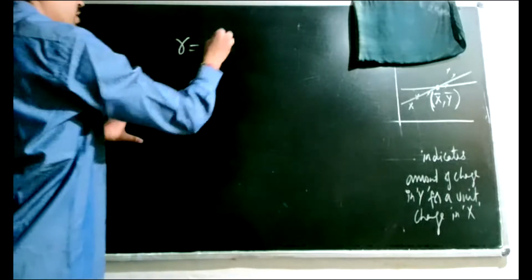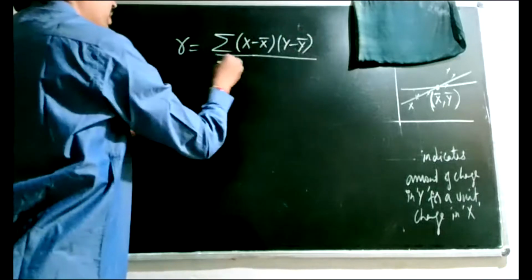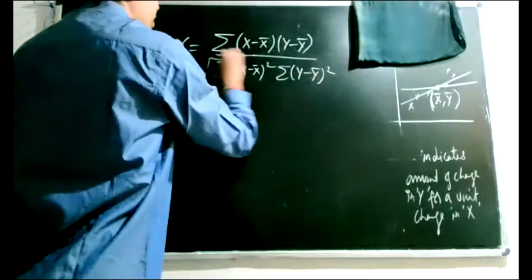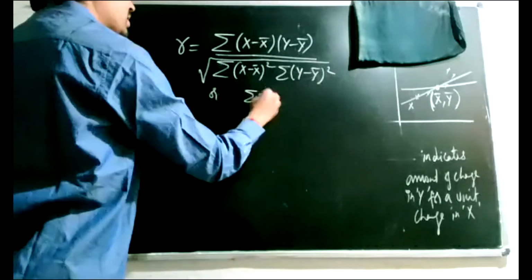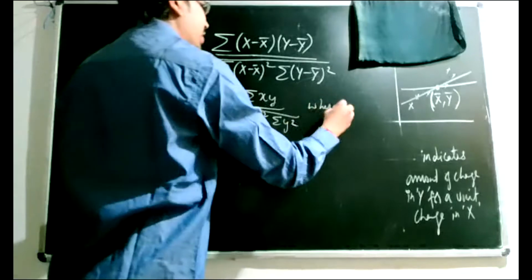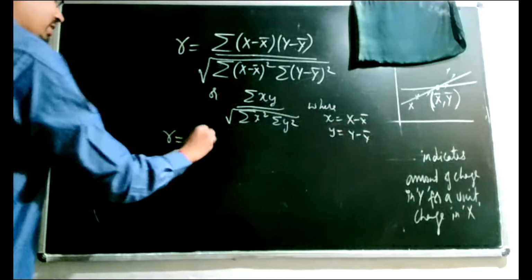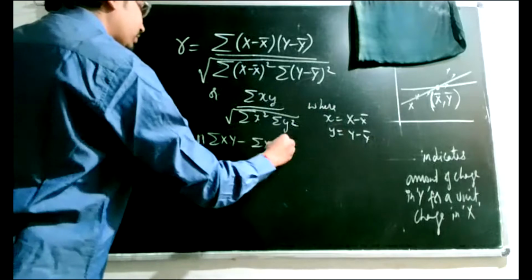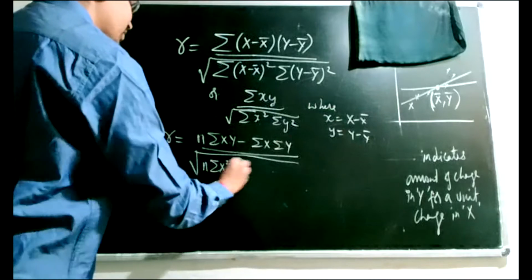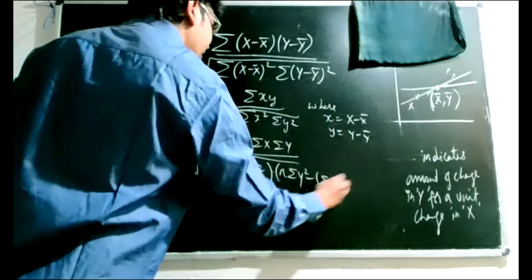So we have r is equal to sigma x minus x bar into y minus y bar divided by the square root of sigma x minus x bar whole square into sigma y minus y bar whole square, which is simply sigma xy by the square root of sigma x square sigma y square, where you are taking your small x as x minus x bar, small y as y minus y bar. And if you want to avoid the calculations for the means and standard deviation, you could use this form, sigma x square minus sigma x whole square and sigma y square minus sigma y whole square.